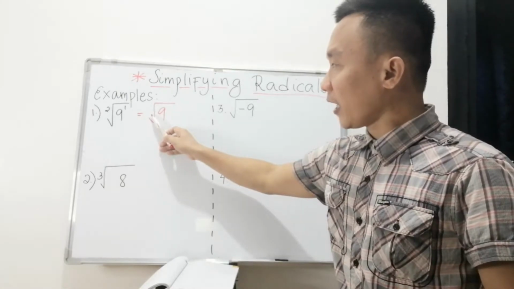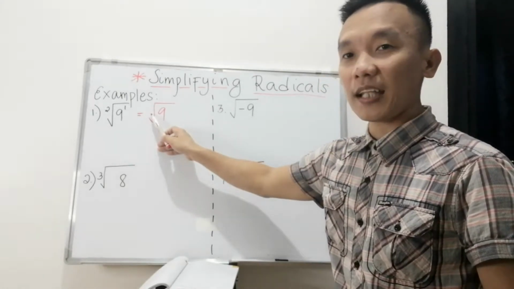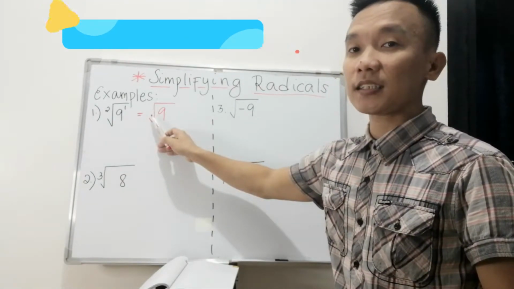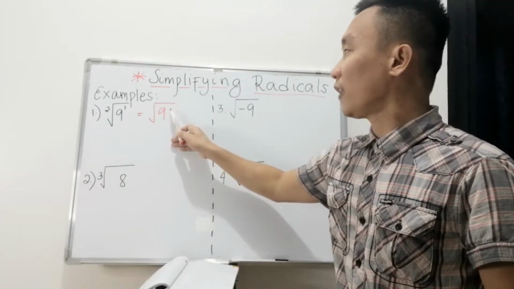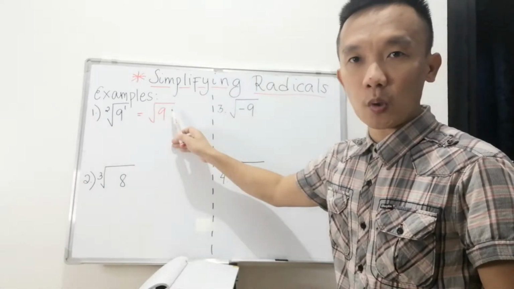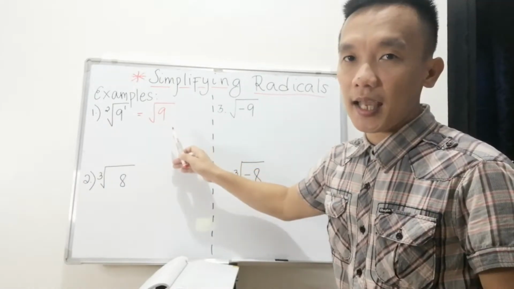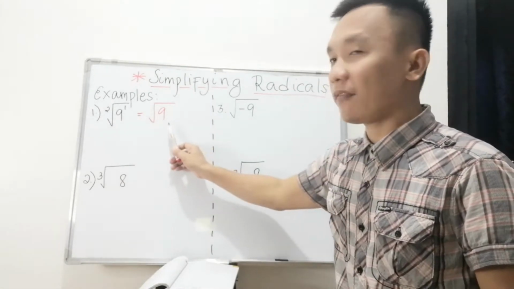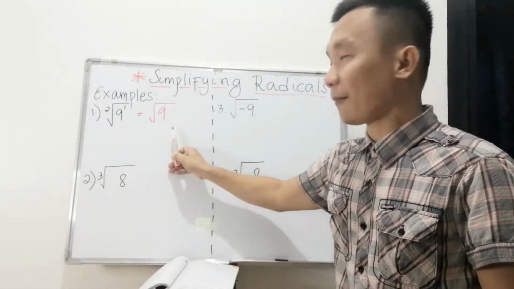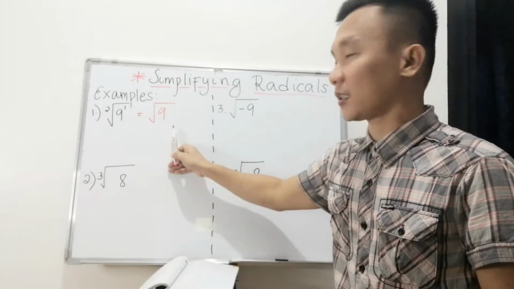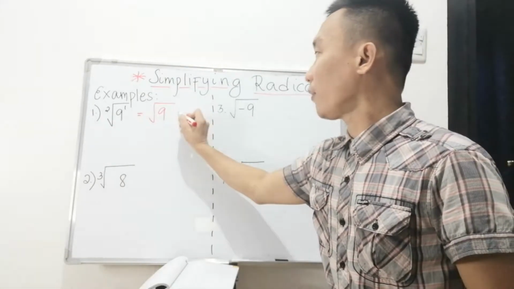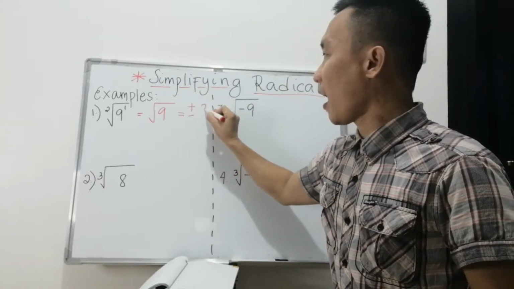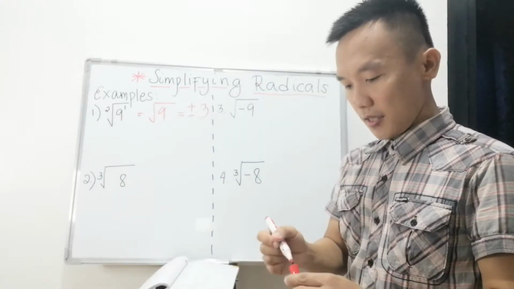Now, if there is no number outside your radical symbol, it is automatically that the index is number 2. And if the number does not have an exponent, it automatically has an exponent of 1. So if you have this as your example and you are going to get the square root of 9, our answer will be a positive and a negative 3.